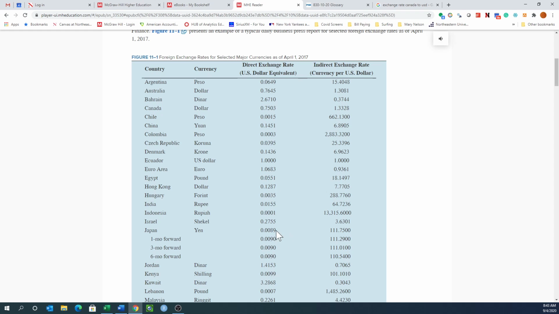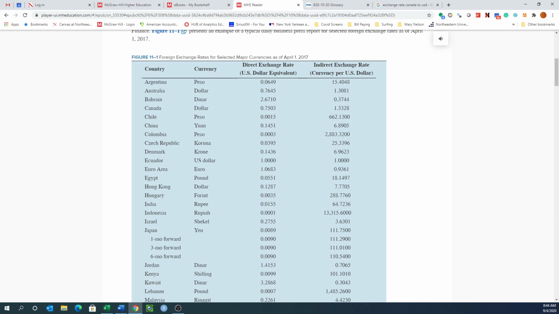If I look at the Japanese yen, so 1 yen, or so I should say 1 euro, I got that backwards. 1 euro is worth 1.0683 dollars. 1 yen is worth 0.0089 US dollars. So these are all of your direct exchange rates. It's basically saying one unit of this currency is worth how much of US dollars. So if I had a Canadian dollar, it's only worth 75 cents of US money.